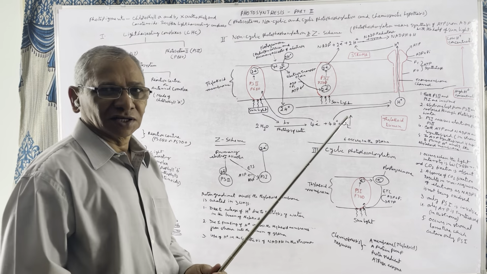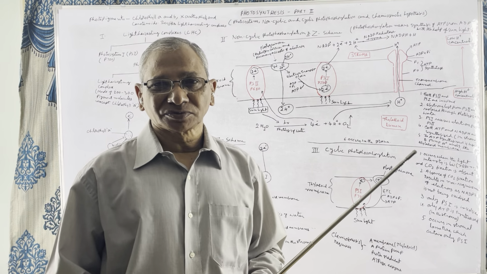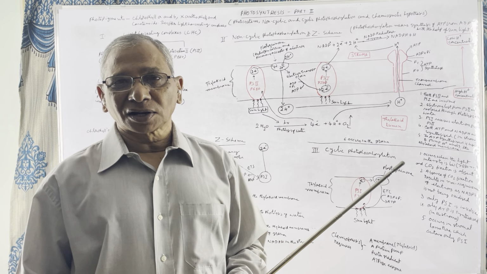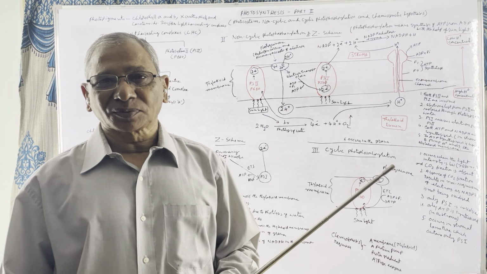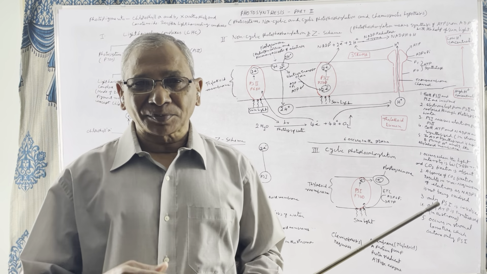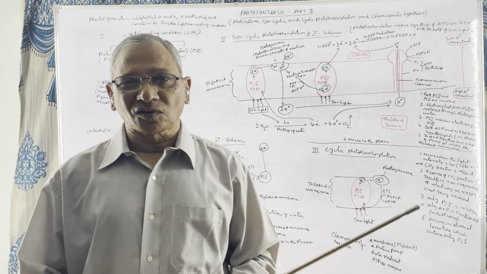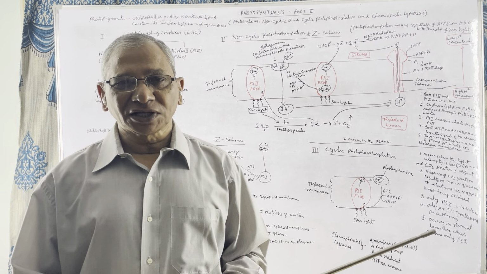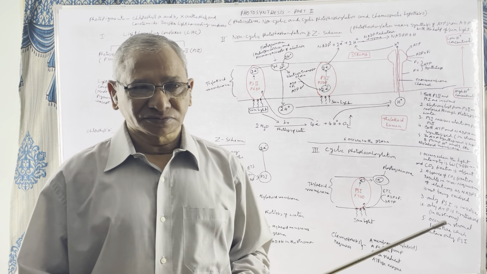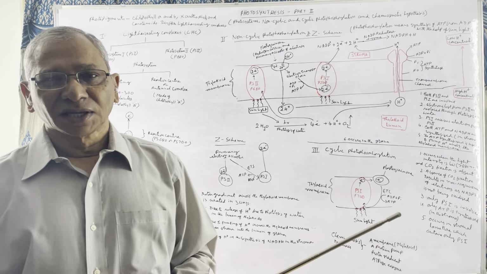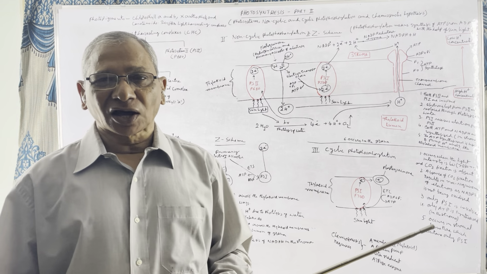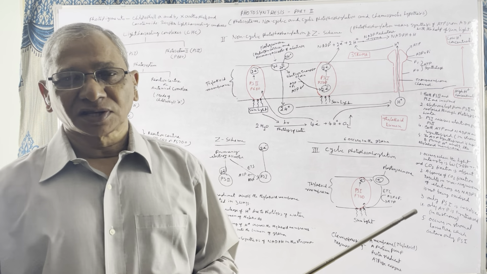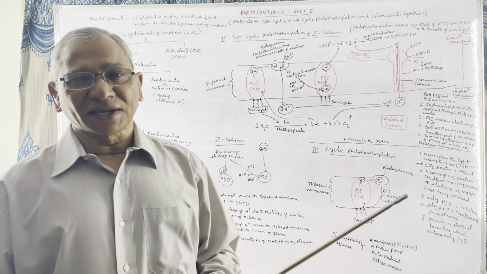Photosynthesis involves two steps. In the first step, the solar energy coming from the sun is trapped and stored in the form of bond energy in ATP and also in NADPH. That is the first part. This is also known as light reaction or light dependent reaction.